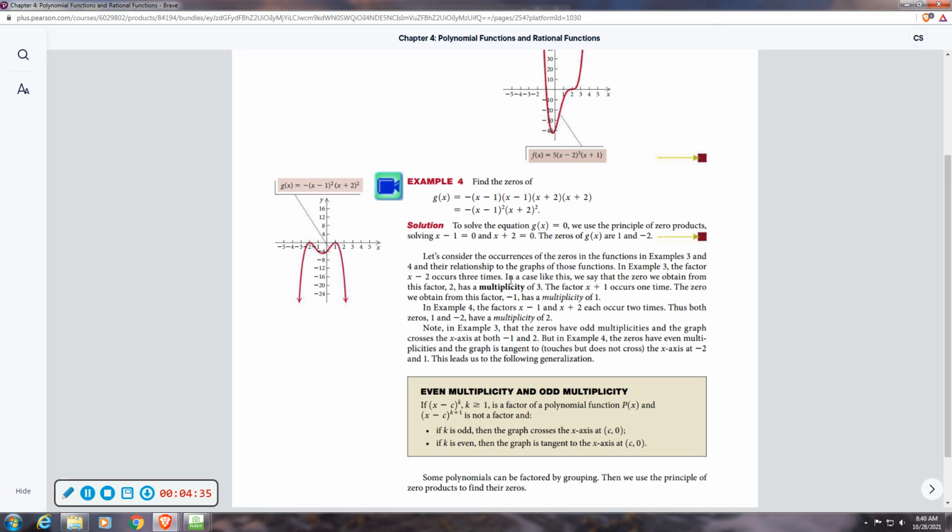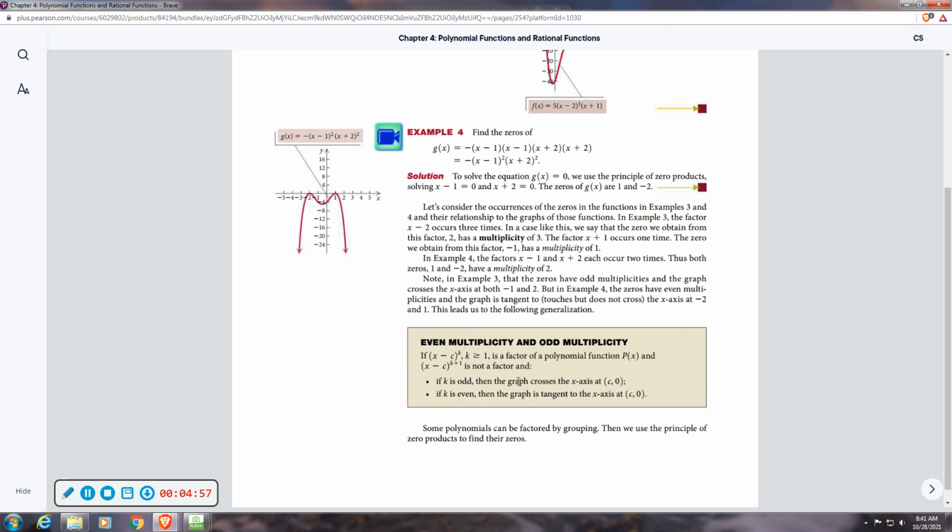And then we talk about multiplicity of a number. Look at this example. Multiplicity talks about how many times a 0 occurs. So x minus 1 has a multiplicity of 2 because of that power 2. And the same is said about x plus 2, it has a multiplicity of 2.